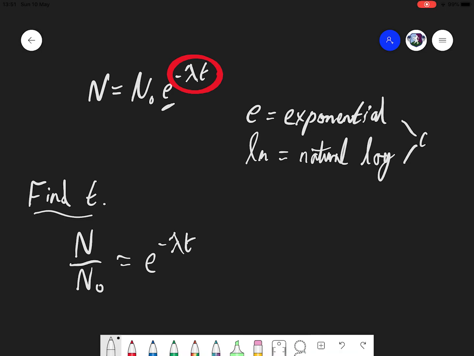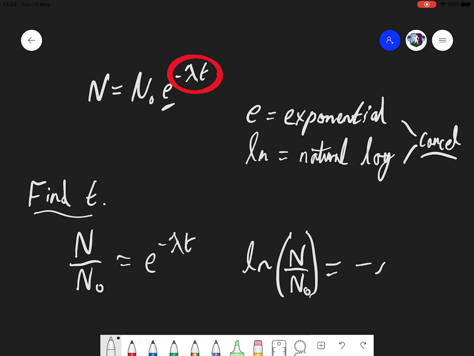Once we've done that, we can use the fact that e and ln cancel out by multiplying both sides by ln. Now this will bring the power of minus lambda t down, whilst also bracketing N over N naught and multiplying it by ln. So we have ln of N over N naught equals minus lambda t. Once we've done this, t is easy to isolate by removing minus lambda and moving it to the other side, so you're dividing by lambda.